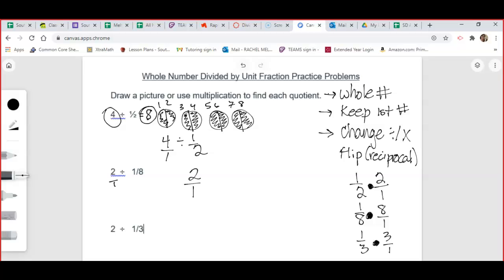Excellent. Okay, Brielle, what do I do next? Change the division to multiplication. Very good. Okay, Eva, what do I do next? Flip. Flip. Okay, so we did that over here. So the opposite of 1/8 is 8 over 1. And Araya, what do I do next?